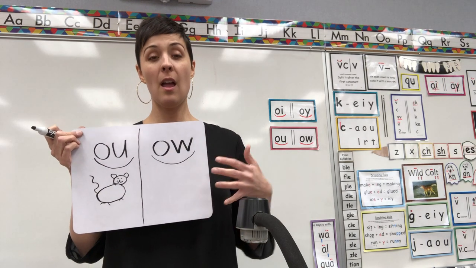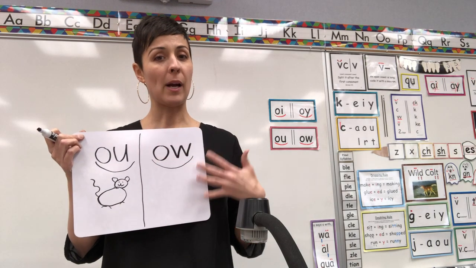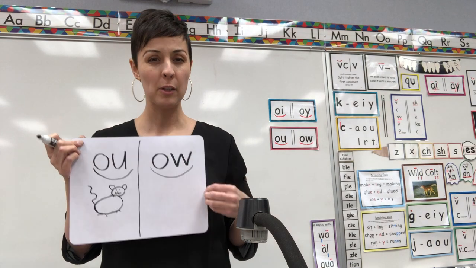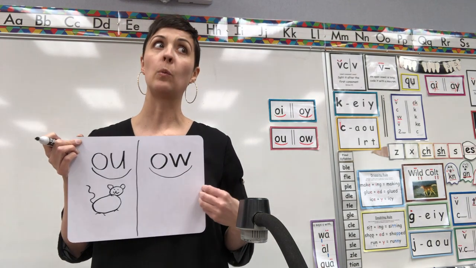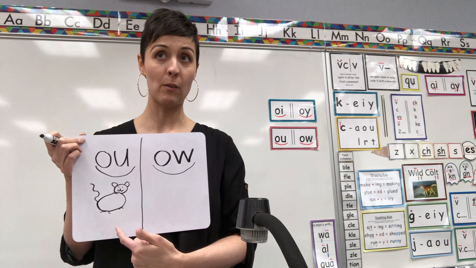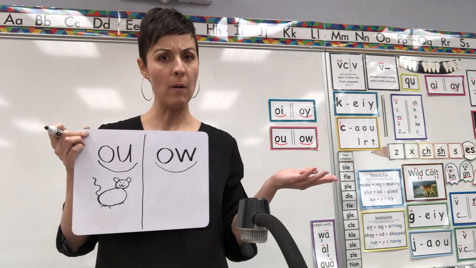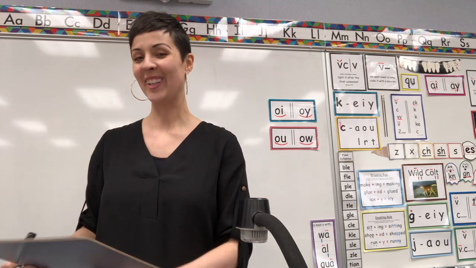There's my little mouse. I put him smiling because he's not trying to be scary. Come next door. What's the picture card that reminds us OW says ow? I'll give you a clue. It's another animal, but it's way bigger than a mouse. And it rhymes with how. Will you draw it if you think you know it?